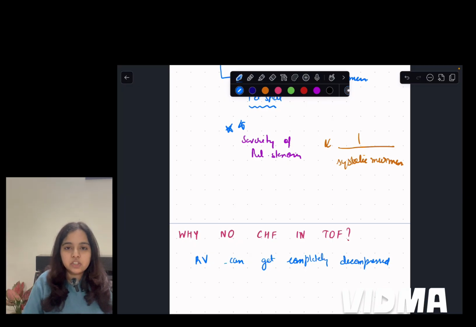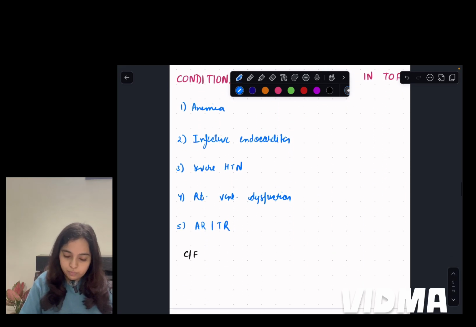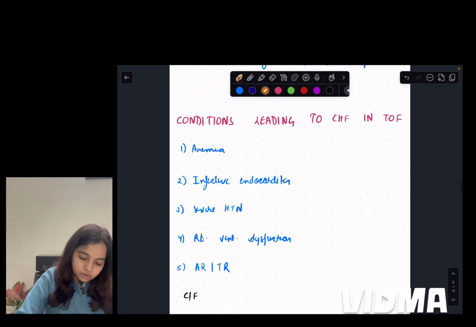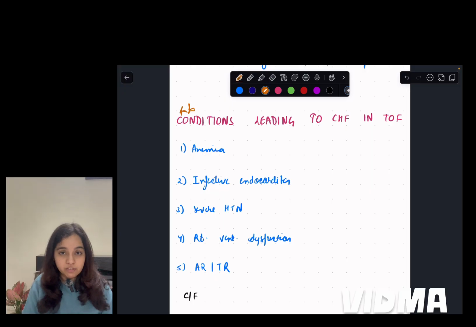Now there are certain conditions which can lead to CHF in TOF patients, and these conditions you have to remember. These are very important conditions. It includes anemia, infective endocarditis, severe hypertension, right ventricular dysfunction or failure, and regurgitant lesions, aortic regurgitation, and TR.